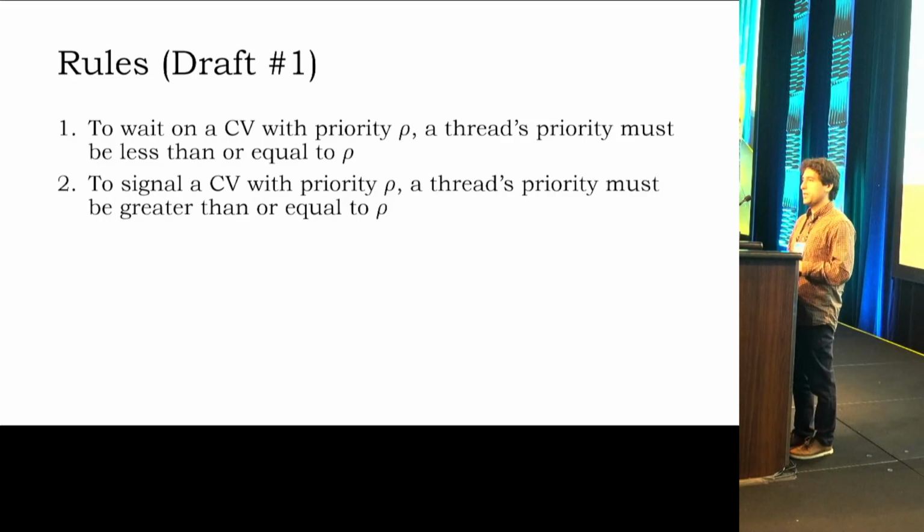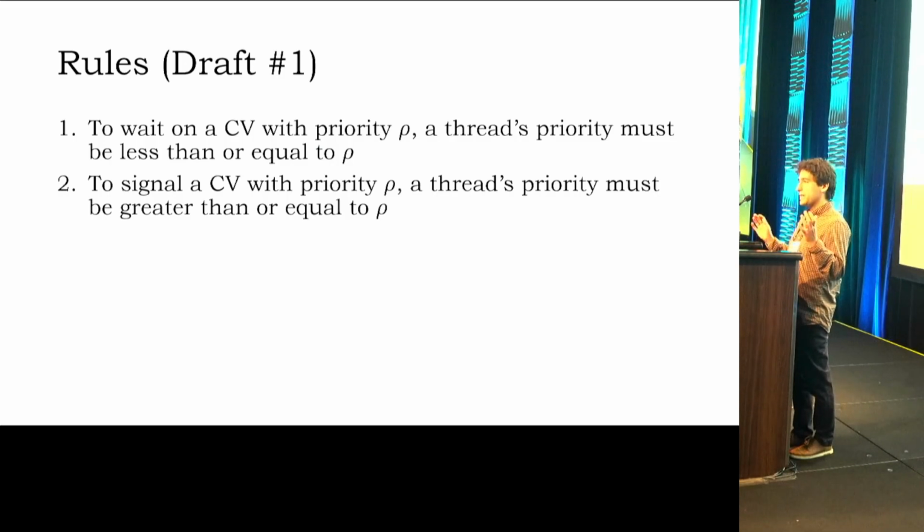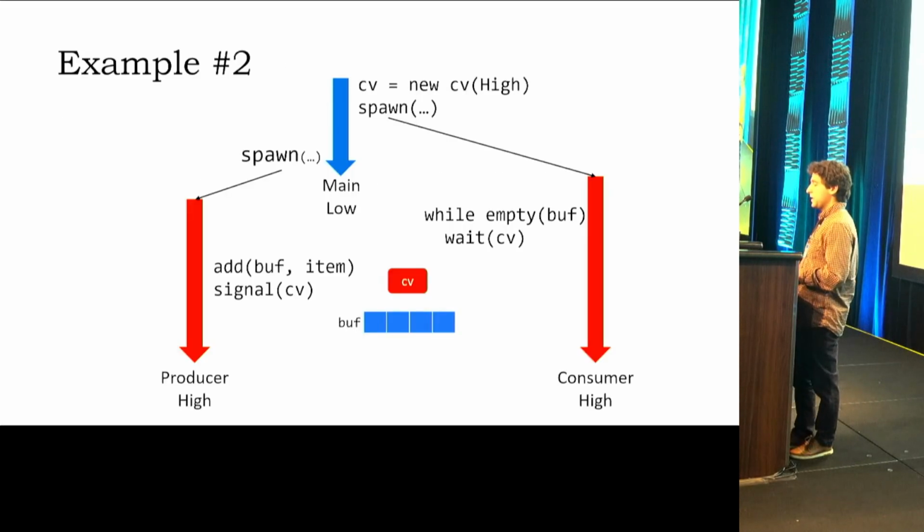These rules are just restated slightly more formally here with respect to a CV at priority rho. And so it may seem that, okay, great, we've solved all the priority inversions. Signaling threads are high priority, waiting threads are low priority, you won't have a high priority thread waiting on a low priority one, great. Of course, it's not that simple. And to show why it's not that simple, let's take another example.